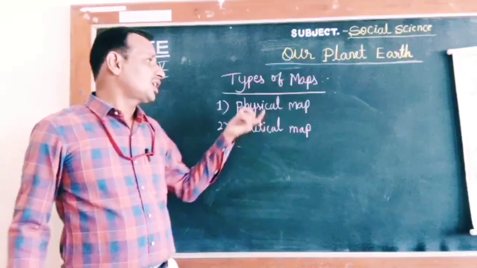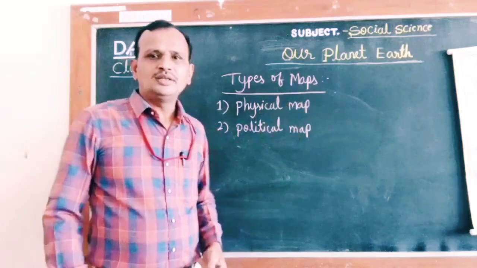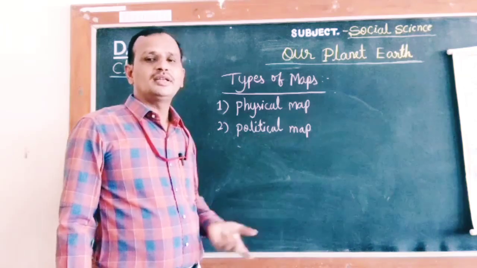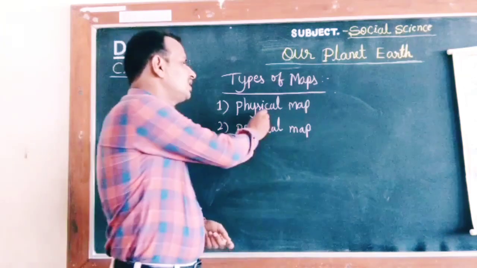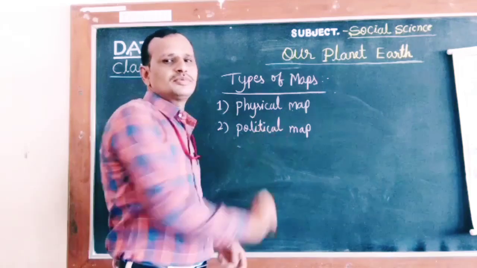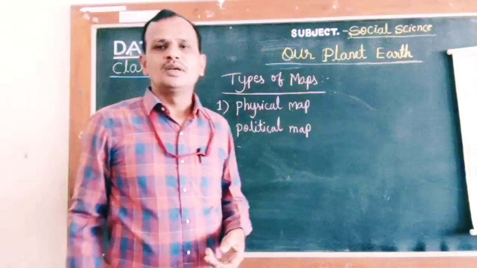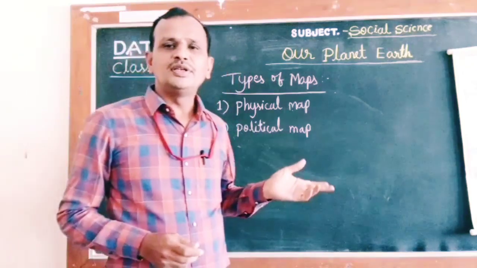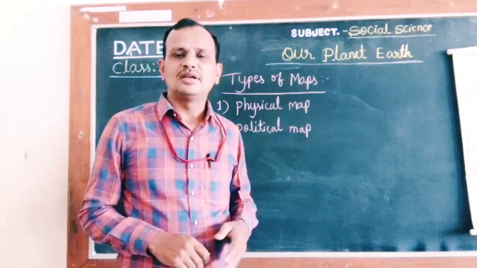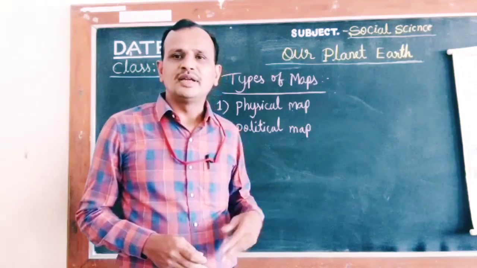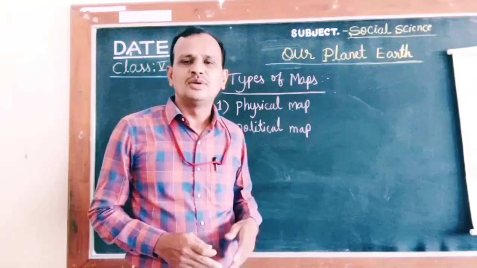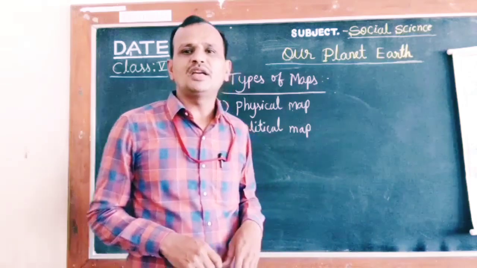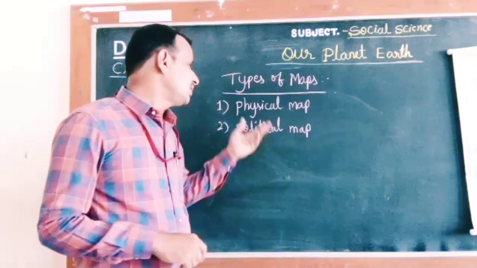The next topic, types of maps. Students, according to our textbook, there are two types of maps. They are mainly the physical map and the second one is the political map. So what is a physical map? A physical map is nothing but a map that shows the physical features on the earth, like landforms, lakes, rivers, oceans and continents, etc.